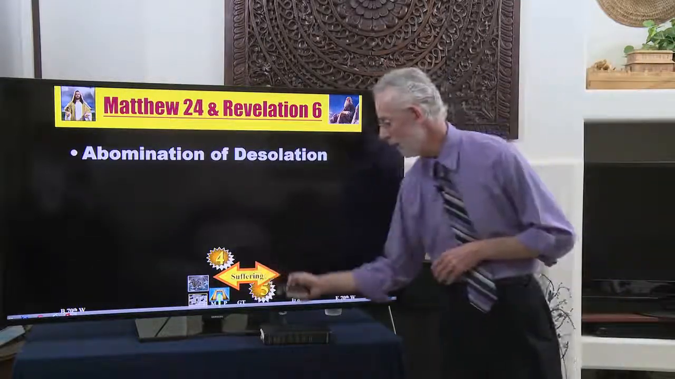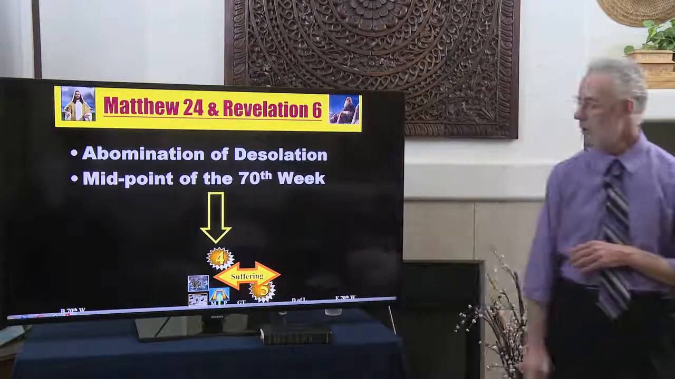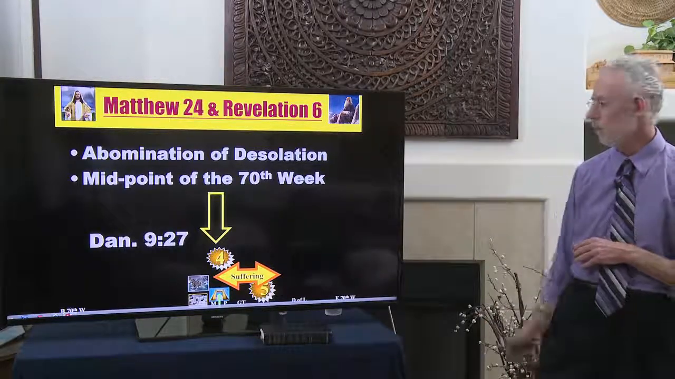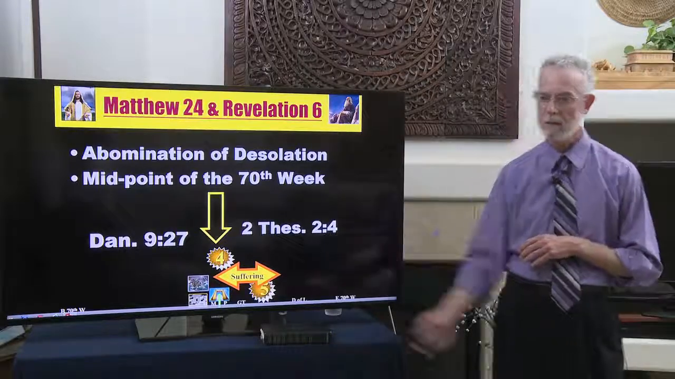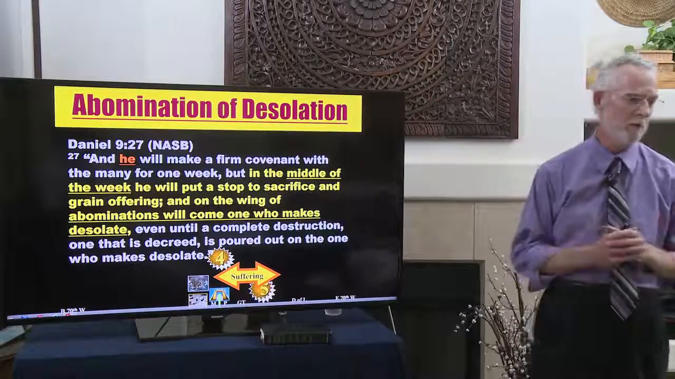Well, this is all going to happen. This suffering, this death, and Christian death is all going to happen right here around the midpoint, because we're told that that's where it's going to happen. We're told that in Daniel 9:27, and Paul tells us what Antichrist is going to do. Let's look at those verses. Here's the passage from Daniel. This is the passage Jesus was just referring to.